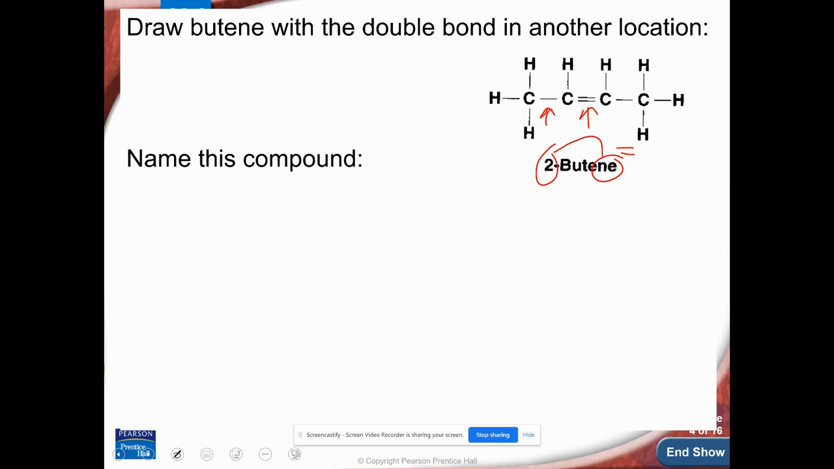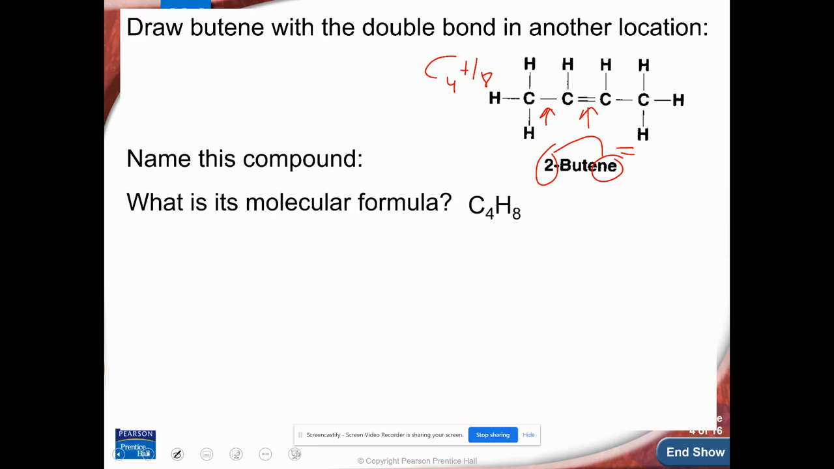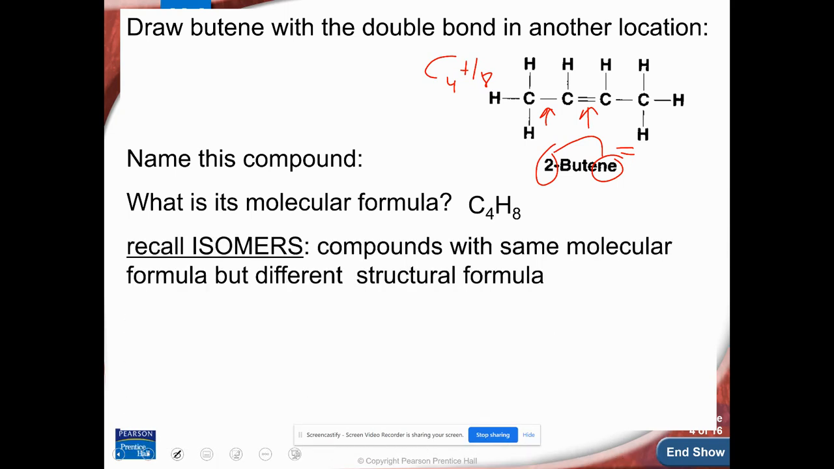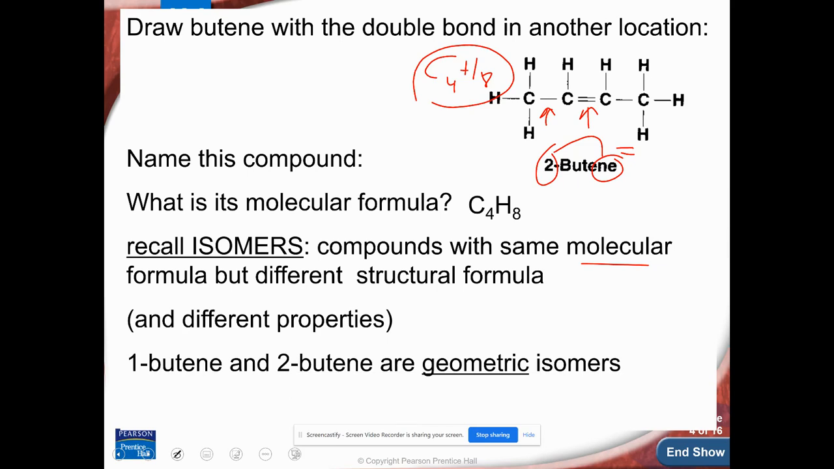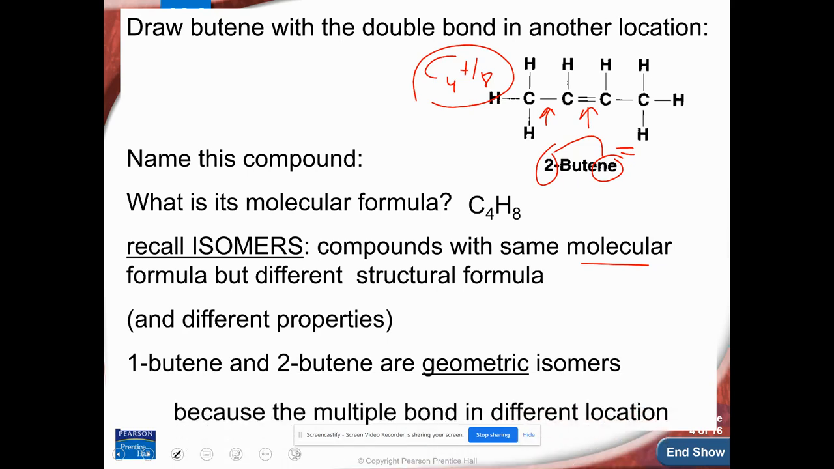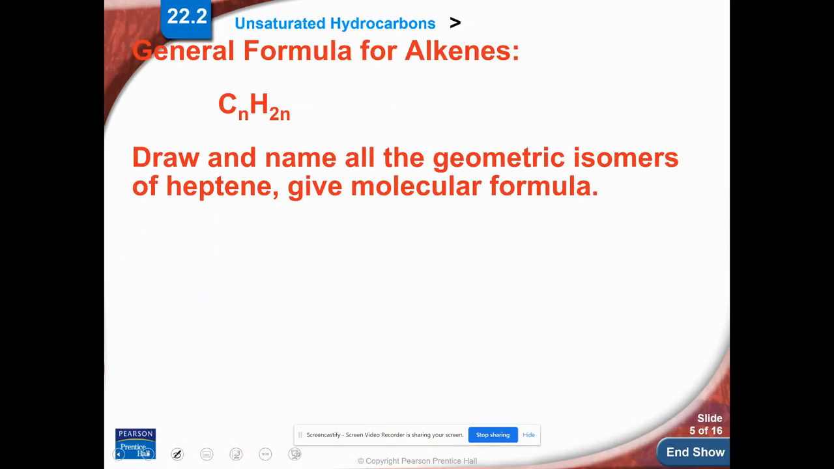1-butene and 2-butene, they still have the same general formula, right? They're still C4H8, but you put them together differently. They have different physical and chemical properties because the shape of a compound determines physical and chemical properties. All right, so we already did that. So then this is an isomer. Remember, same molecular formula, which means I count however many of all the elements there are, but a different structure and different properties. Geometric isomers because the multiple bond is in a separate location.